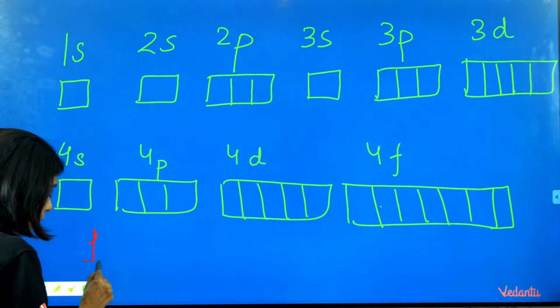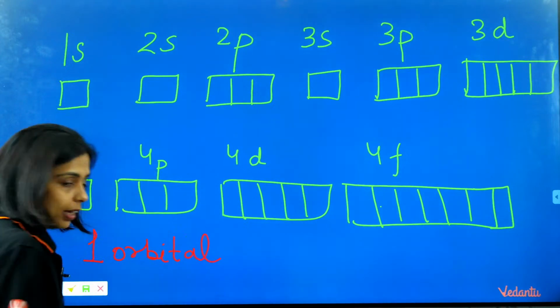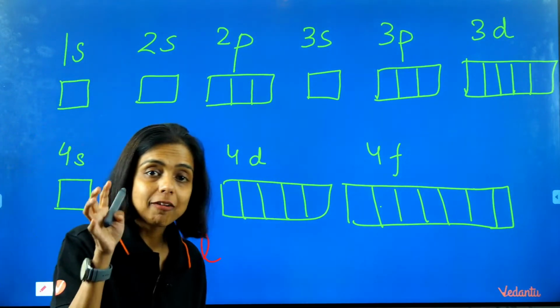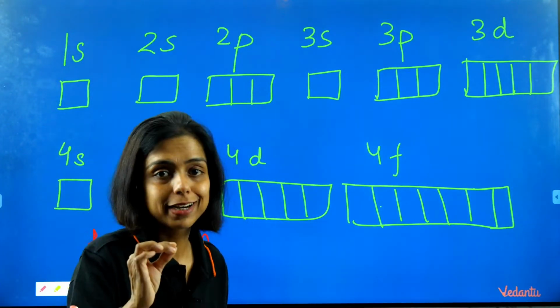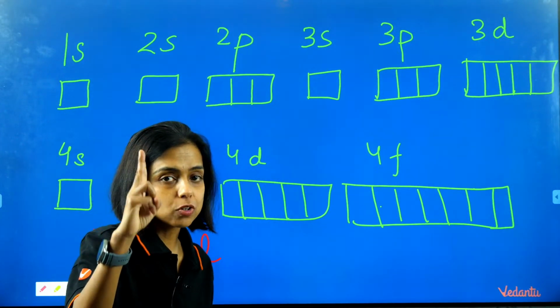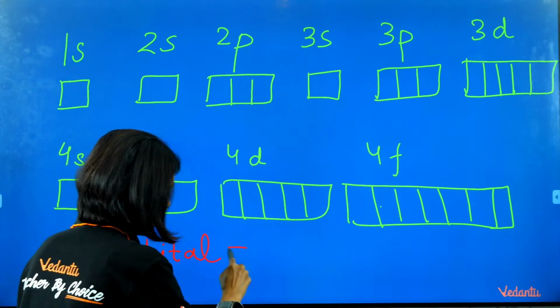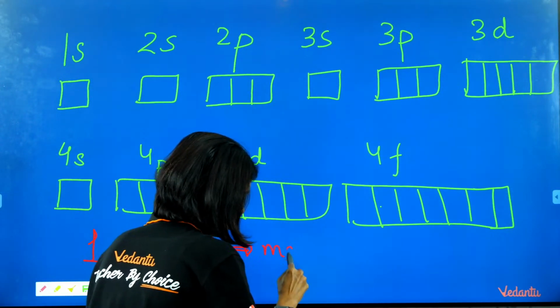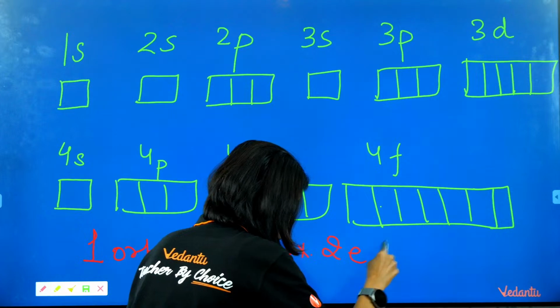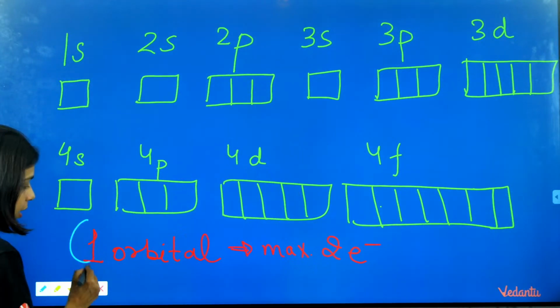And in one orbital, how many maximum electrons can I fill? In one orbital, one dabba, one ghar, how many maximum electrons can I fill? That is 2. Maximum 2 electrons I can fill in one box, one orbital, right? Maximum 2 electrons, guys, can be filled.